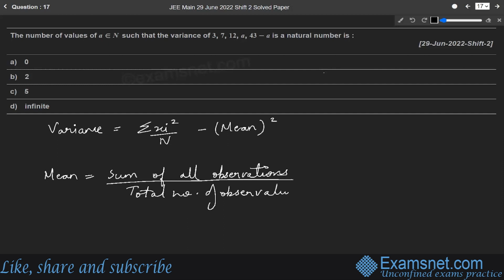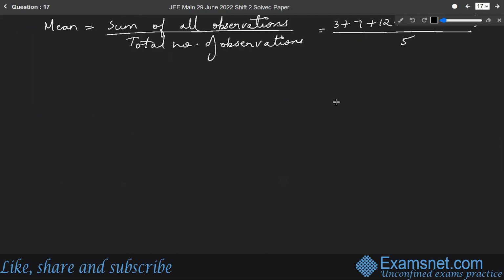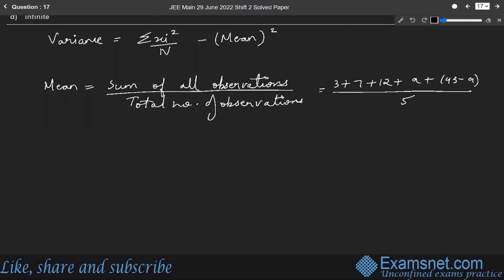What are the observations here? The observations are 3, 7, 12, a, and 43 minus a. Let us add all these values because mean is the sum of all the observations. So 3 plus 7 plus 12 plus a plus 43 minus a. 43 minus a is a single term here, right? Divided by the total number of observations. What is the total number of observations? 1, 2, 3, 4 and 5. So divided by 5. Now let us add these values. 3 plus 7 is 10.